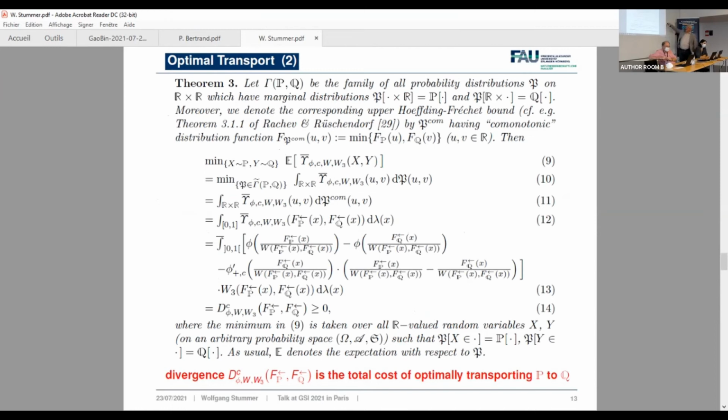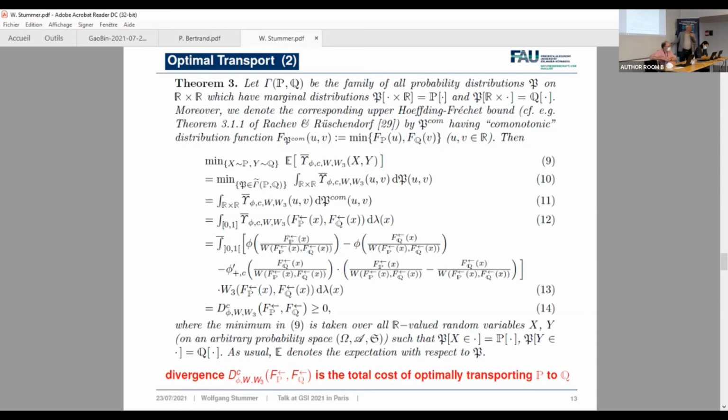You can see here, maybe let's start in the second line. So we take the minimum over all probability distributions with marginals P and Q of the integral over epsilon integrated over the probability measure, and then we end up with the integral over the epsilon function integrated by the upper Hoeffding-Fréchet bound, yes? And then we can make a further step and now evaluate things. So the integrand will be the epsilon function evaluated at the two quantile functions, yeah? And here again, I recall the formula we had before explicitly, okay? And then we end up as a total cost with the divergence between the two quantile functions.